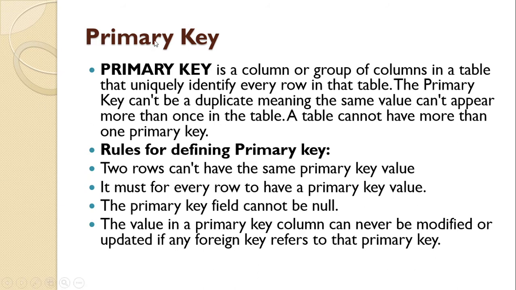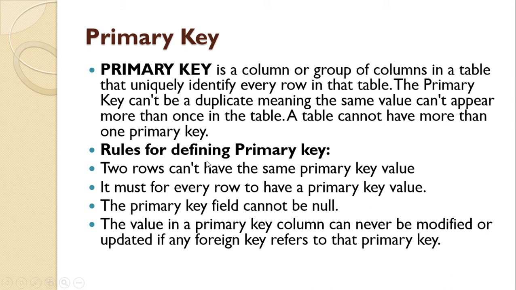First of all, we will discuss the primary key. What is a primary key? A primary key is the column or group of columns in a table that uniquely identifies every row in a table. Or we can say that the attribute or set of attributes which is used to uniquely identify a particular tuple or a particular row in a relation is known as a primary key. It means a primary key cannot be duplicate, it must have a unique value, and we cannot put a null value or empty value in the primary key field.